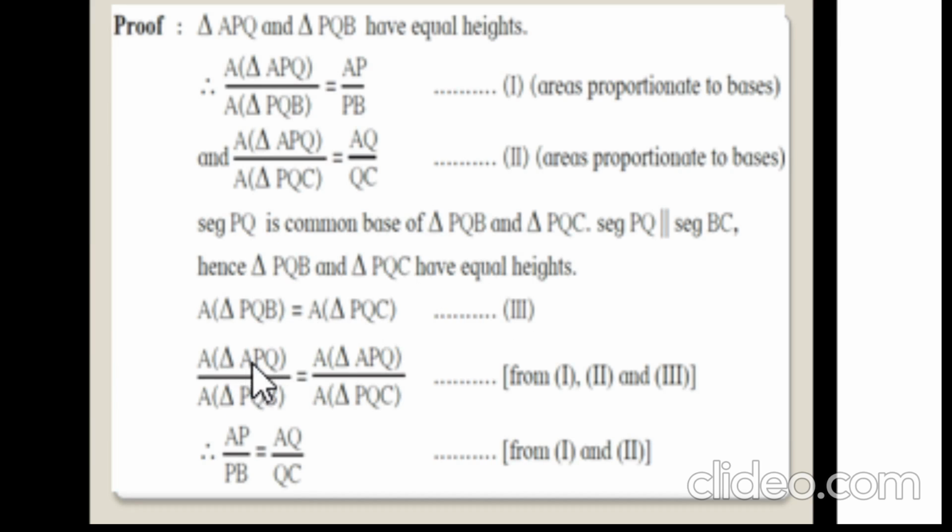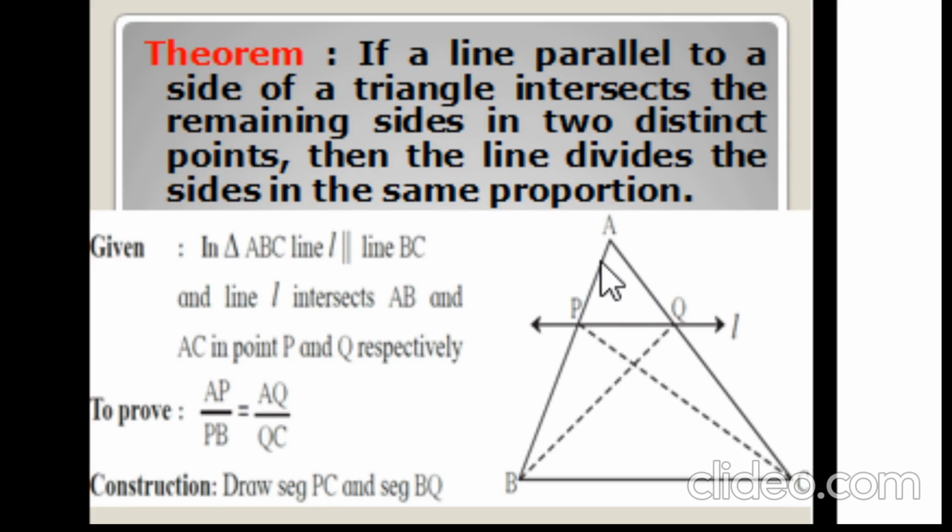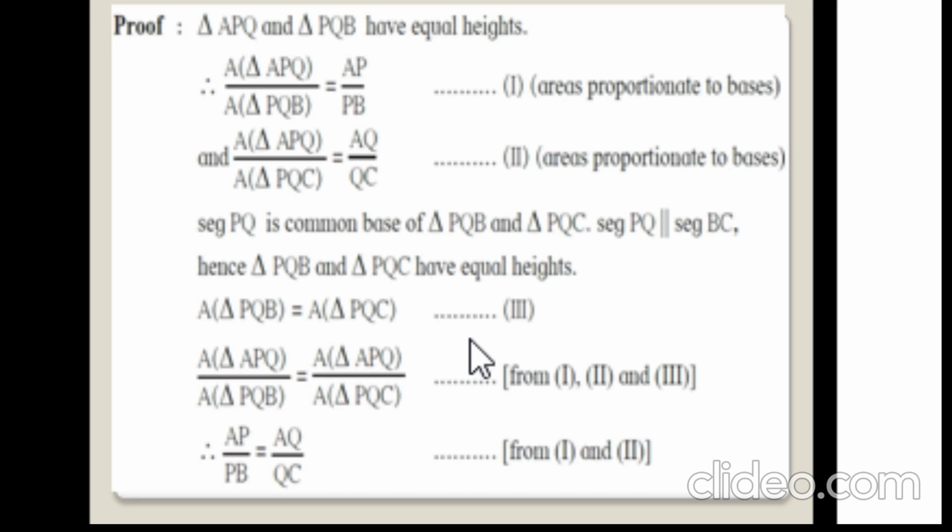Then from 1 to 3, what do we get? Area of triangle APQ upon area of triangle PQB is equal to area of triangle APQ upon area of triangle PQC. So we get AP upon PB is equal to AQ upon QC, and that is our proof.